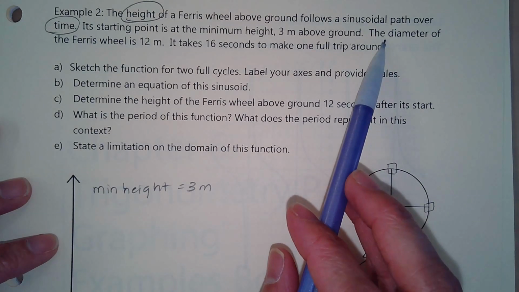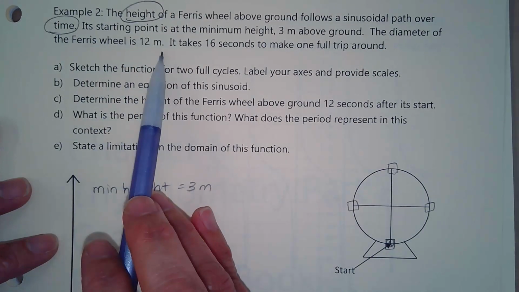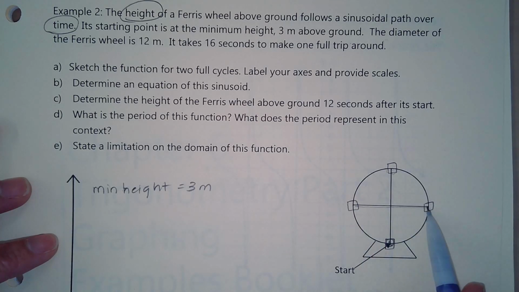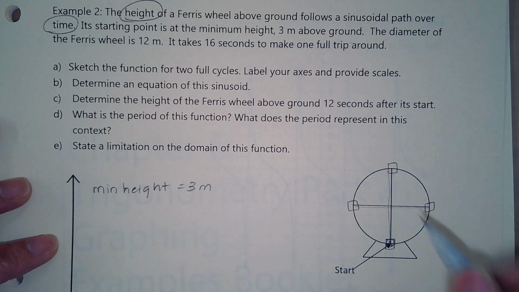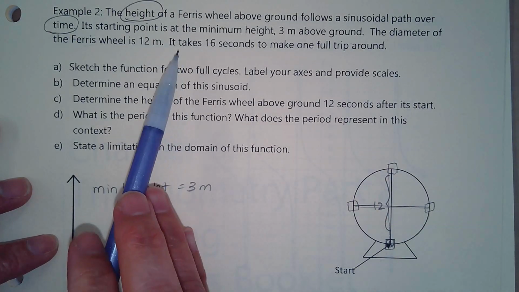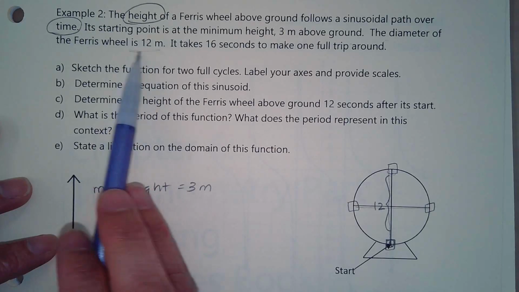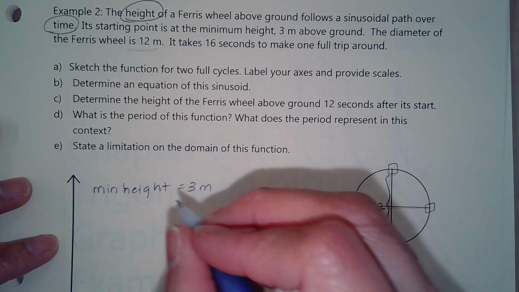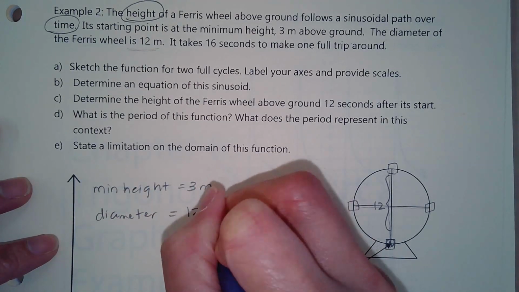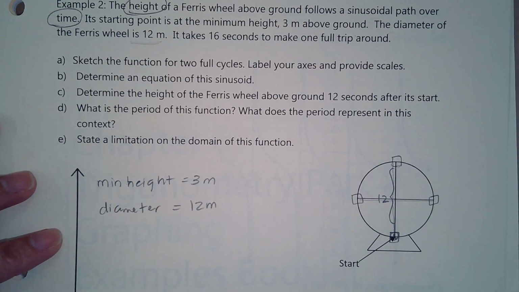Then they said the diameter of the Ferris wheel is 12 meters. What does diameter mean? Diameter means from here to here, that's 12. But it's also from here to here, that's 12, right? So this is from here to here, that's 12. Okay, good. So diameter is 12 meters. Now let's go on.